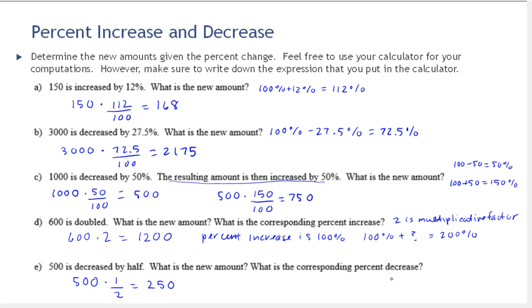Well, we actually saw one like this earlier, but let's look at it again. We had 100% and we subtracted some amount and we get something equal to 1/2. Okay, so what is 1/2 as a percent? Well, 1/2 is the same as 50 over 100, which is 50%. So we must have subtracted 50% from 100% to get 50%. Okay, so if it's decreased by half, the corresponding percent decrease is 50%.